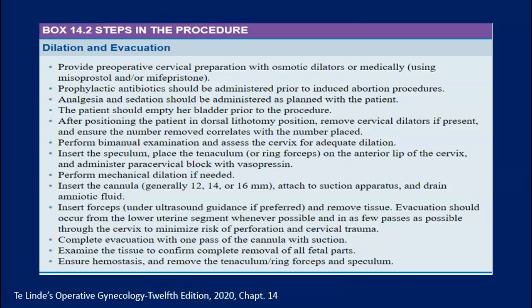The steps in a D&E, primarily done for pregnancy termination, are quite similar to what we've already discussed. Here again, clearly laminaria are more frequently utilized. The cannula that you use may vary, actually even smaller than those listed here. Here it's listed as 12, 14, and 16. This is primarily for a more advanced gestational age.